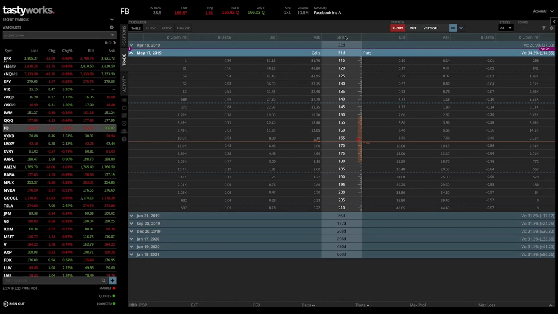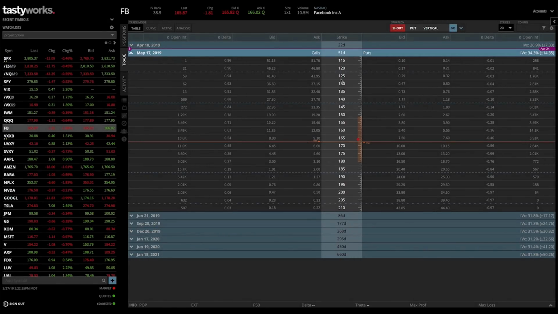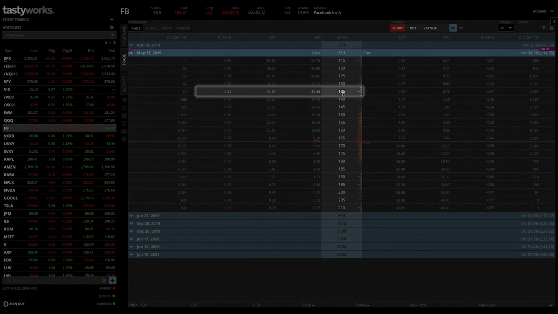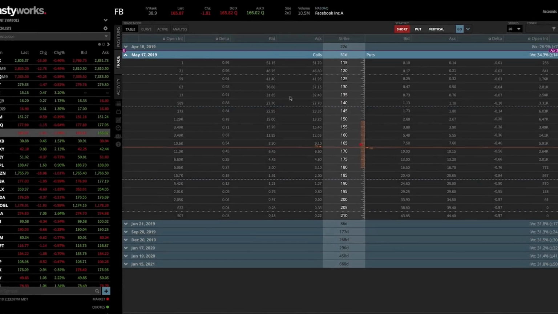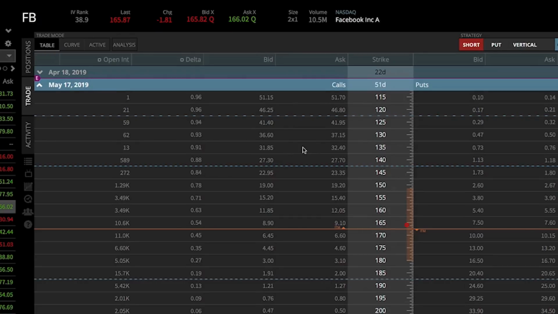In the middle, we can see that this column says strike, and these are the strike prices of every single option that we're looking at. If we look to the left of these strike prices, we're looking at call options at that respective strike price. For example, if we look at the 135 strike price and go to the left, this shows us the information for the 135 call option. As we can see here, the bid price and the ask price for this 135 call option is right around $32.